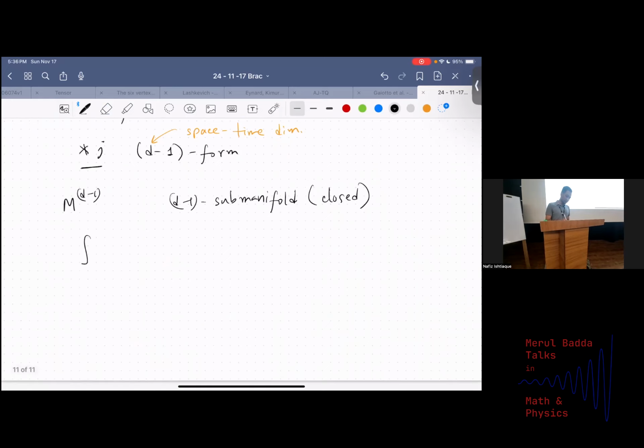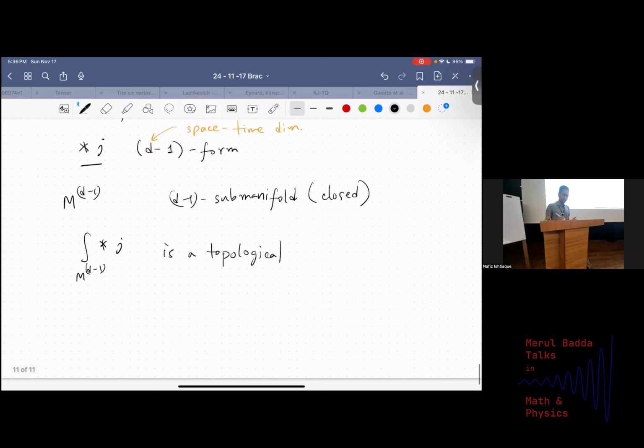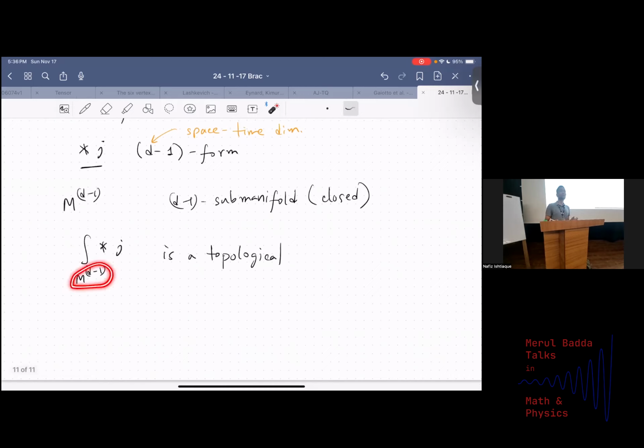So then you can integrate the star J over this closed submanifold. And my claim is that this is a topological operator. Here, topological means that if I deform this closed submanifold smoothly, this operator is not going to change. Let me give this operator a name, and let me call it with support M_{d-1}.